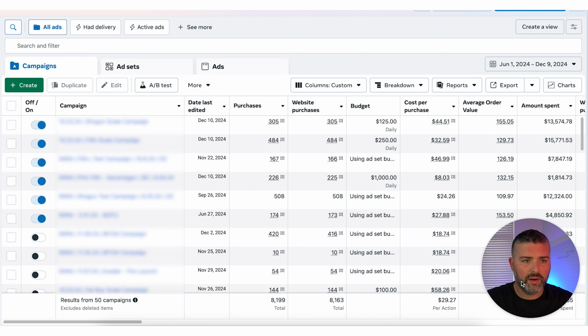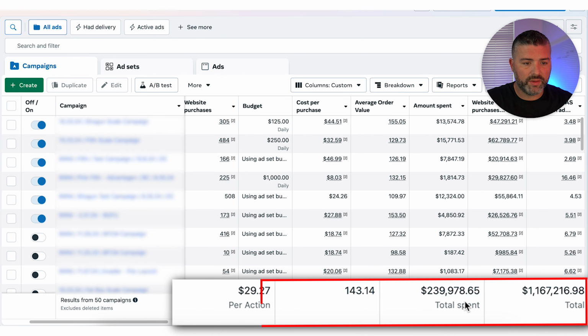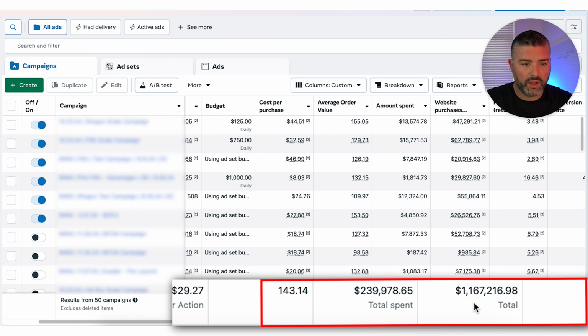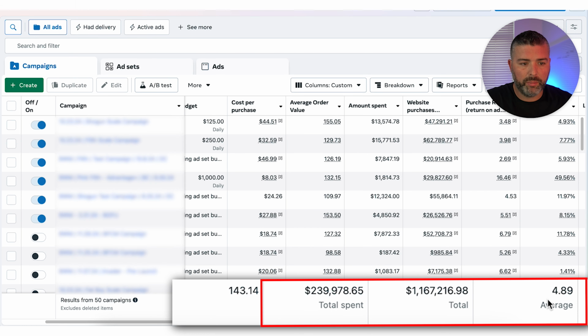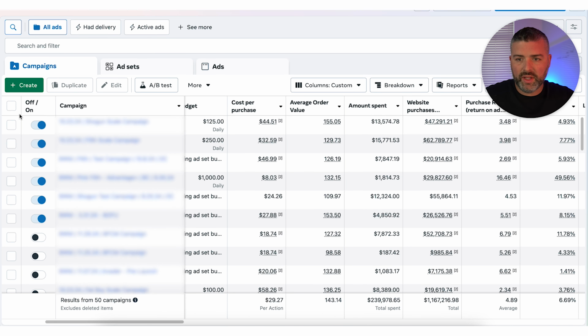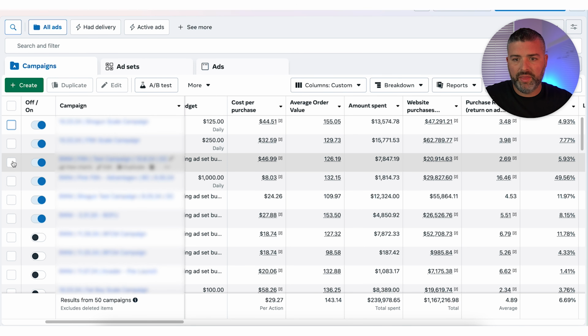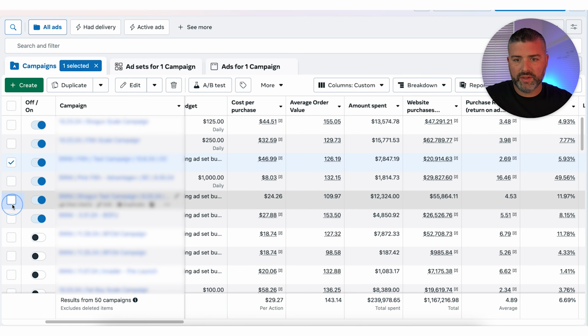What we're seeing here is a different campaign that is currently one of ours. We have a total of $240,000 spent, $1.2 million generated, an average of a 4.89x. Now, the names are blurred out so you can't see, but this is a scale campaign. This is a scale campaign. And then this is a test campaign. This is a test campaign.